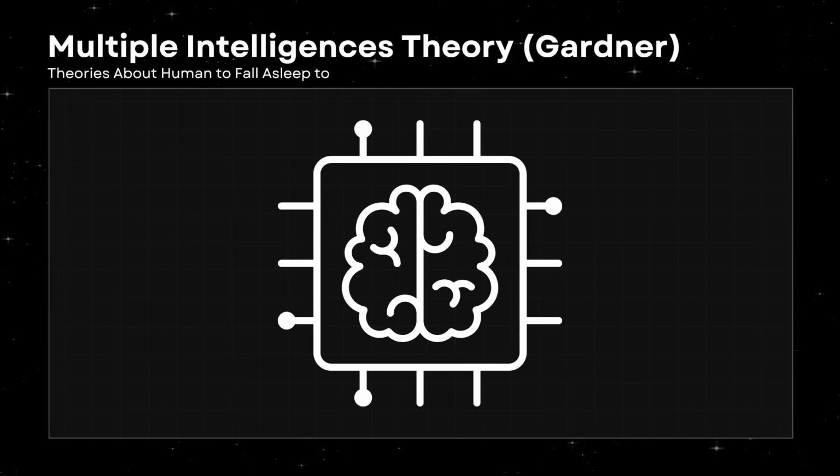Gardner's theory helps explain why some people struggle in school but succeed in music, sports, or social situations. It also shows that people can be smart in different ways and that these different abilities all matter.